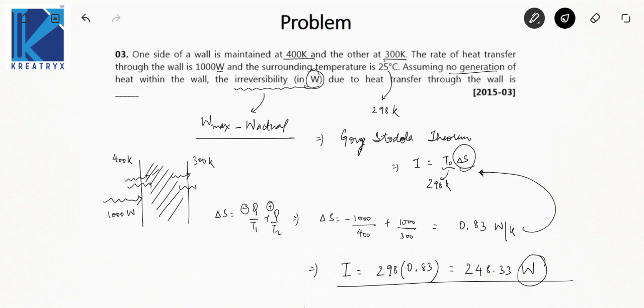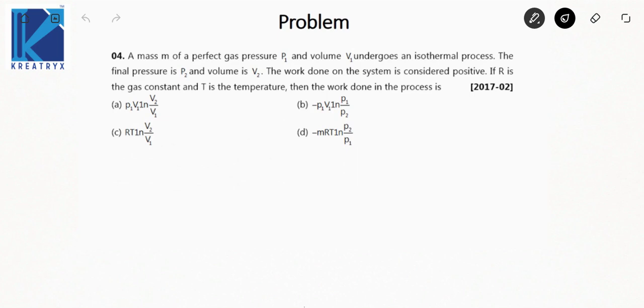Okay, next question. A mass m of a perfect gas, pressure P1 and volume V1 undergoes an isothermal process. The final pressure is P2 and the volume is V2. The work done on the system is considered as positive. So this is the important line, that the work done on the system is considered as positive. So that means the work done by the system will be negative. R is gas constant, T is the temperature, then the work done in the process is?